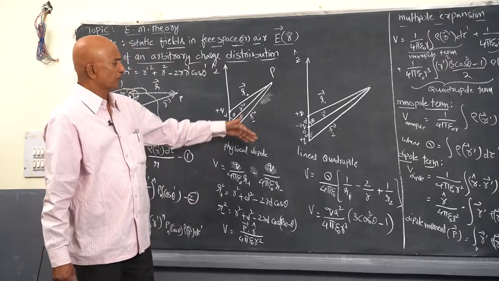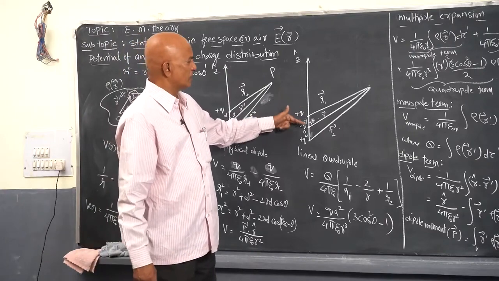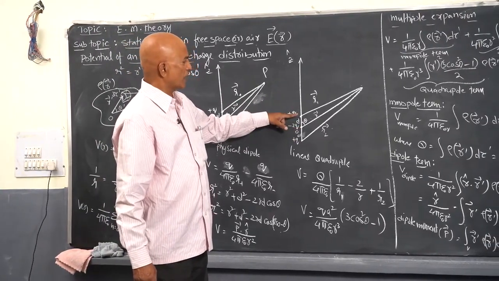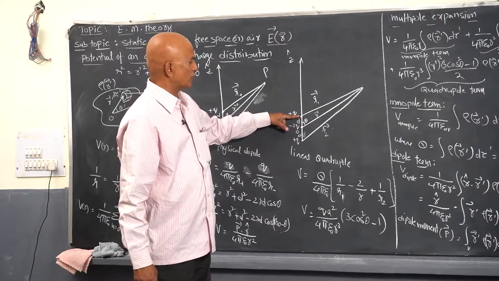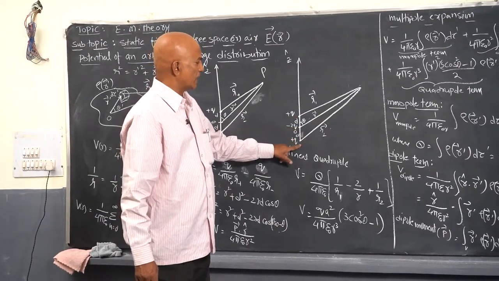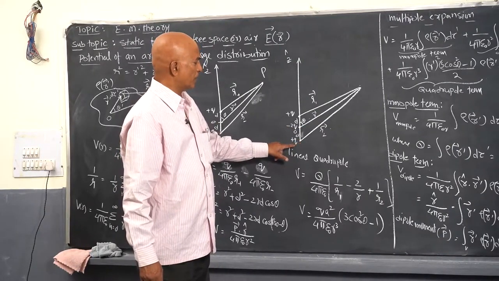Then for a linear quadrupole, where the charges are arranged on the z-axis symmetrically about the origin, at a distance d this positive charge plus q is there, at the origin minus 2q is there, and at a point on the negative z-axis below, plus q is arranged.